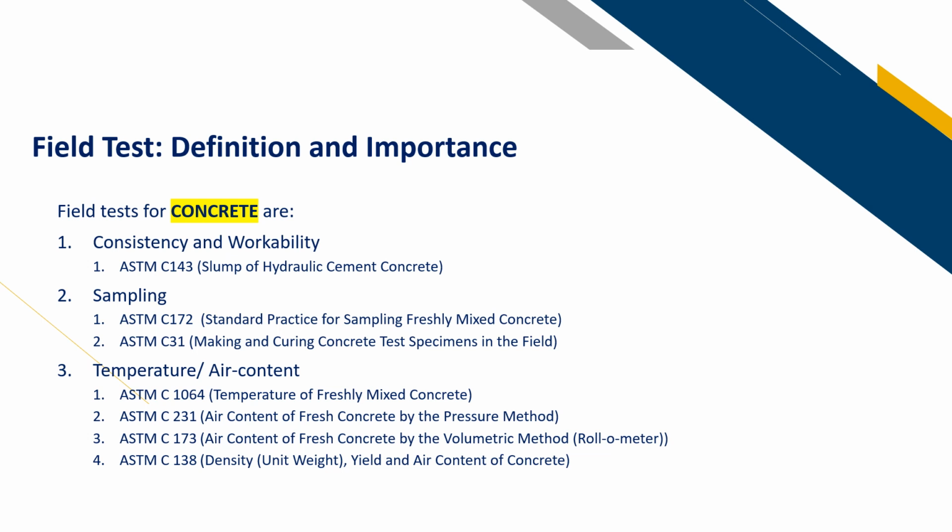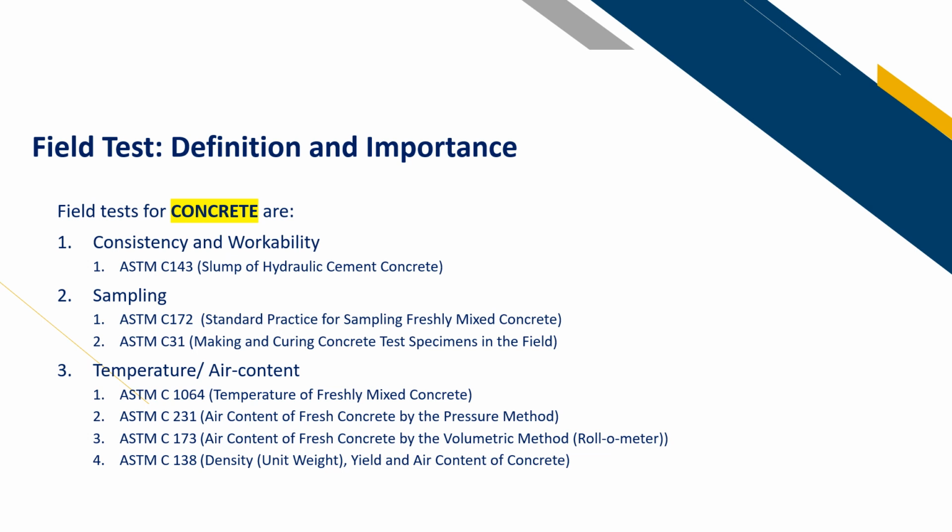Okay, and alongside the determination of the consistency, workability, and sampling method of concrete in the site, we can also determine the temperature and the air content of our freshly mixed concrete in the site, which are under the test methods of ASTM C1064 or the temperature of freshly mixed concrete. We also have ASTM C231, or the air content of fresh concrete by the pressure method, and ASTM C173, air content of fresh concrete by the volumetric method.